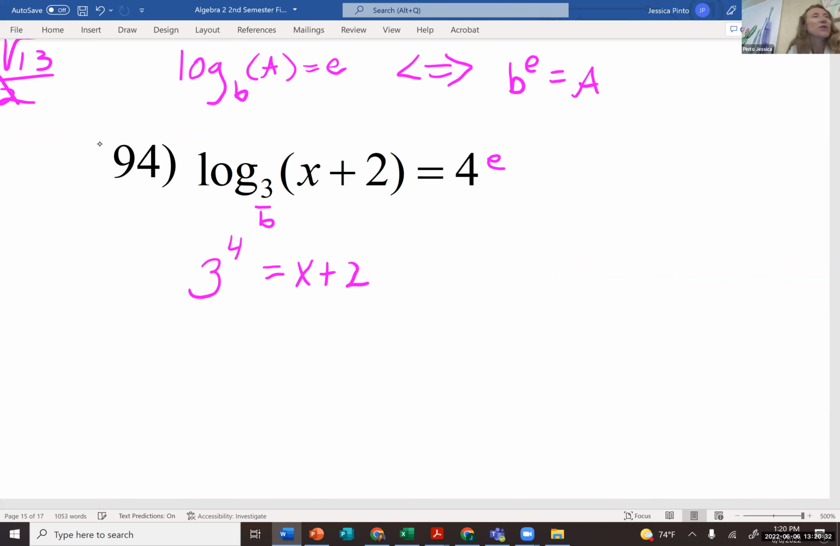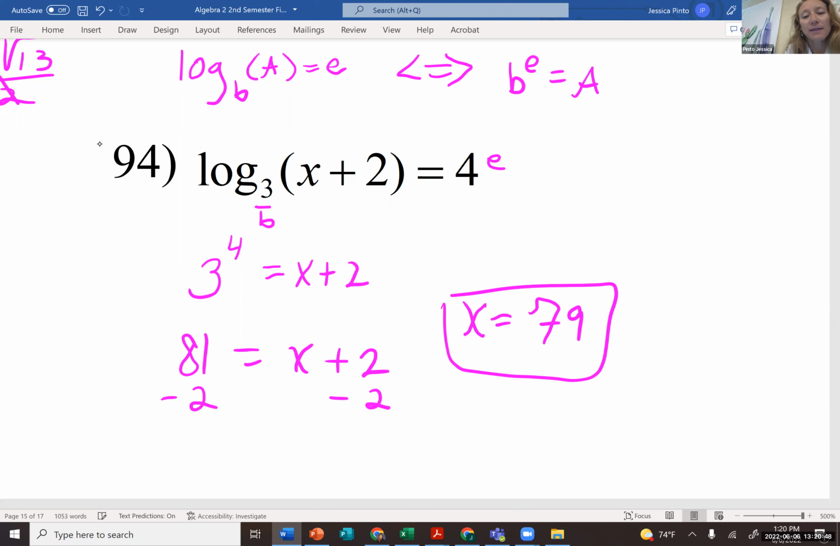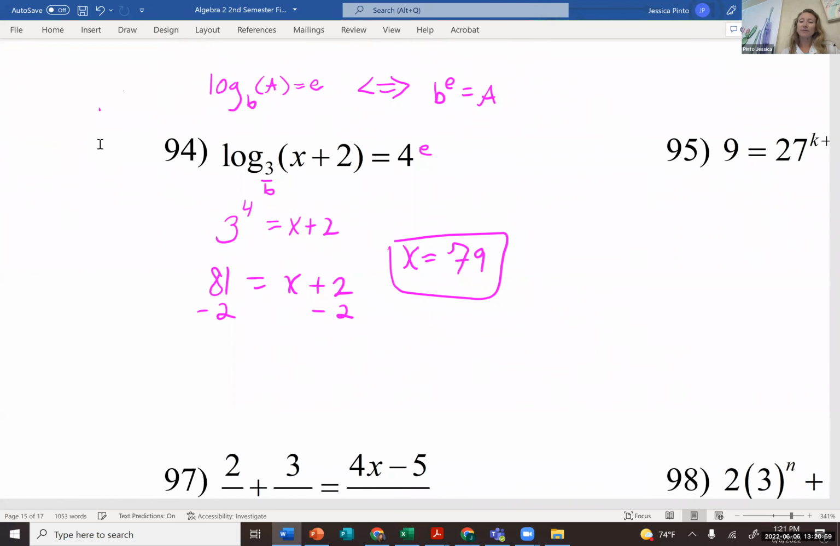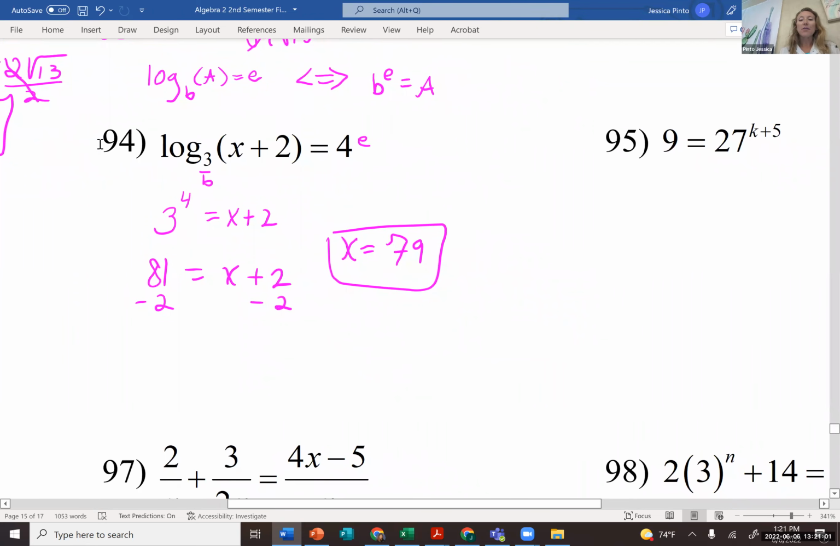Now we can see, oh, there are just 2 more steps. 3 to the 4th power is the number 81. It's equal to x plus 2. So then I subtract 2 on both sides and I get that x is equal to 79. And so we've got to have that understanding about logs to do this one. Let's check out 95 and see if it's similar. Yes, it is. 95 is similar, but not the same.